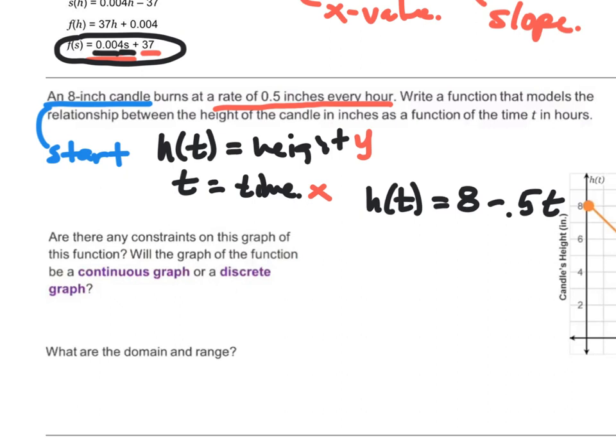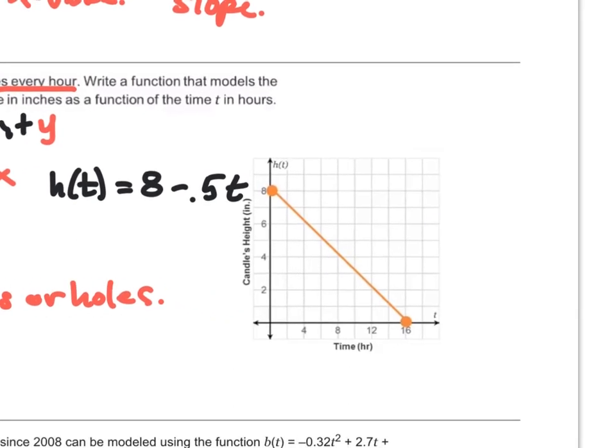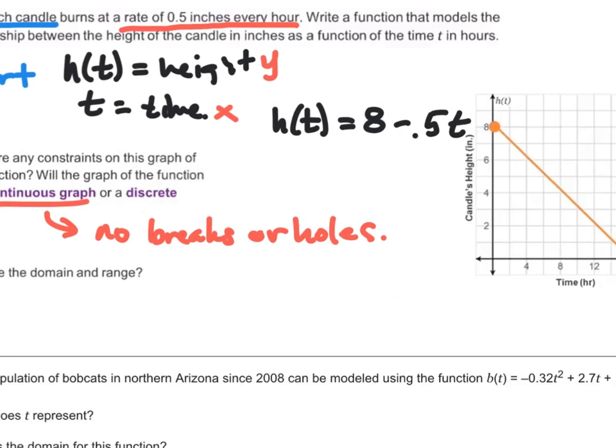Now, are there any constraints on this graph of this function? Will the graph of the function be a continuous graph or a discrete graph? A continuous graph means that there are no breaks or holes. If we look at this graph, here is a situation that models this. There are no breaks in this graph, there are no holes. Basically, I can draw this graph without lifting my pencil. But it says, what is the domain and range?